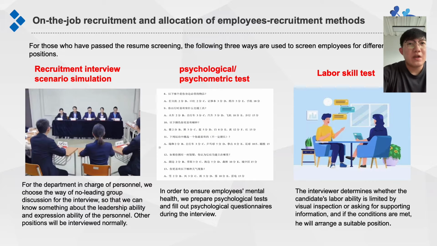The first thing is, for those who have passed the resume screening, the following 3 ways are used to screen employees for different positions. And the first is recruitment interview seminar simulation. For example, for the department in charge of personnel, we choose the way of no-leader group decision in the interview, so that we can know something about the leadership ability and expression ability.